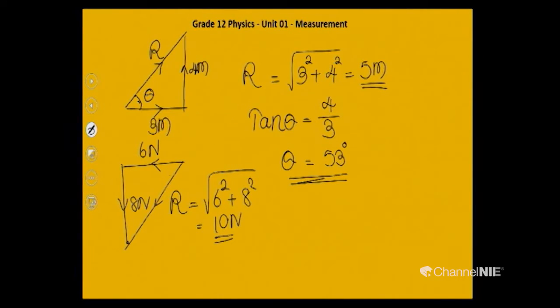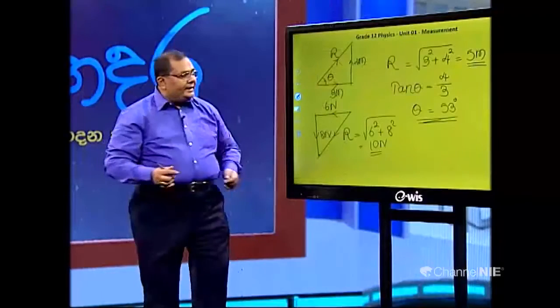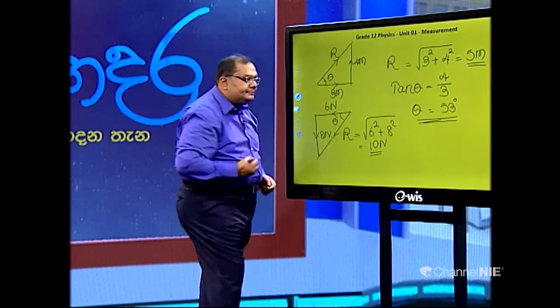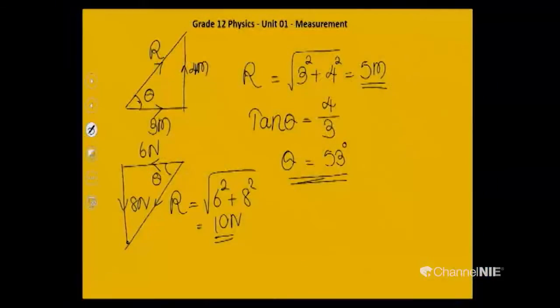Whatever the vector, use the same method if they are perpendicular. And here also we need angle theta. Tan theta equals opposite over adjacent, 8 over 6, again the same thing. You can see theta is 53.